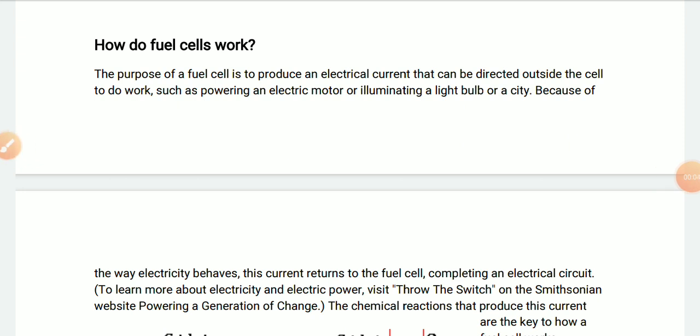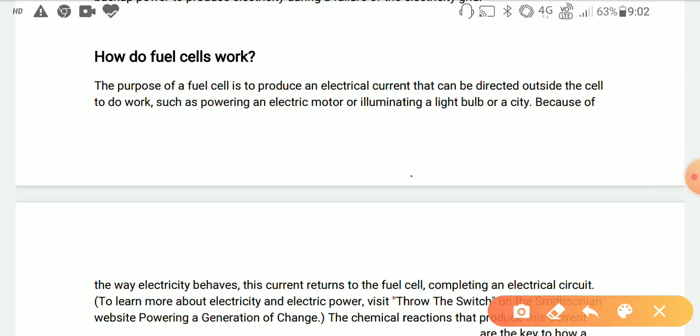Today we discuss the fuel cell, how a fuel cell works, and the classification of fuel cells. A fuel cell is a device which converts chemical potential energy into electrical energy. The chemical potential energy basically defines the energy stored in the molecular bond. The device which converts this energy stored in molecular bonds into electrical energy is known as a fuel cell.